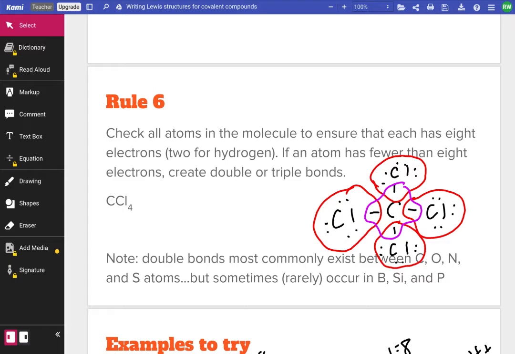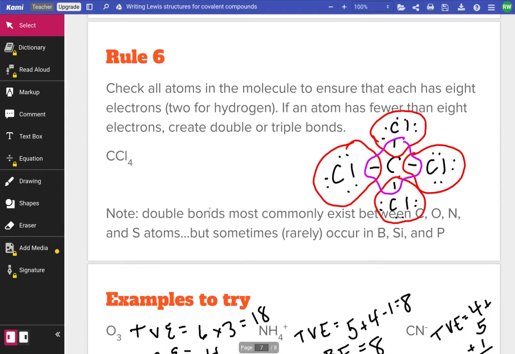So I redrew my Lewis structure for CCl4, and I tried to draw a circle so that you could see that each atom does have 8 electrons. Again, if you look, each chlorine has 2, 4, 6 electrons as lone pairs, and then 2 that are bonded to the central carbon. So that's 8 total. And if you look at the carbon, 2 in every bond, 2, 4, 6, 8. So it has 8. Okay.